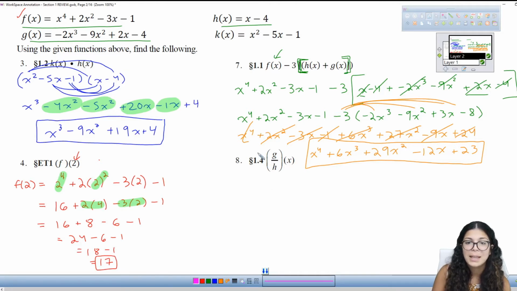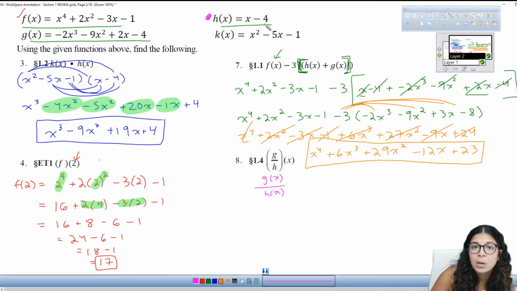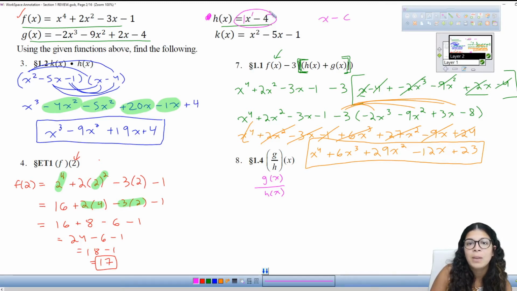All right. Last one, number 8. G divided by h of x. So remember, that's just g of x divided by h of x. So I'm taking g and I'm dividing by h. Now, the divisor is h, and notice that h is in the format x minus c. So that fits the criteria: coefficient of 1 and power of 1 for the variable, and then just a constant. So we can do synthetic division on this one.